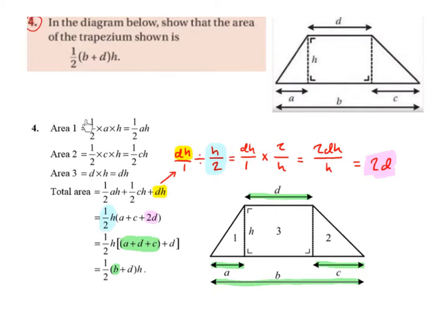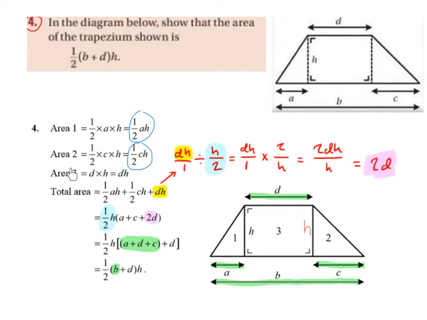So let's start by getting the area of number 1, the area of the triangle. And we know that the area of a triangle is half times base times height. So the base is A and the height is H. So it's going to be half times A times H, which is a half AH. Next I'm going to get the area of triangle 2, which again is half times base times height. So it's going to be half times base, which is C, times height, which is H. And a half times C times H is a half CH.